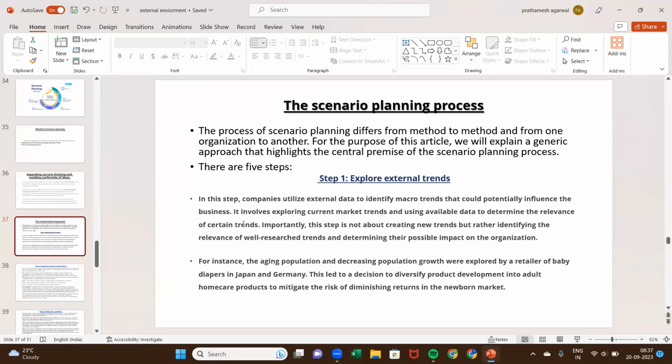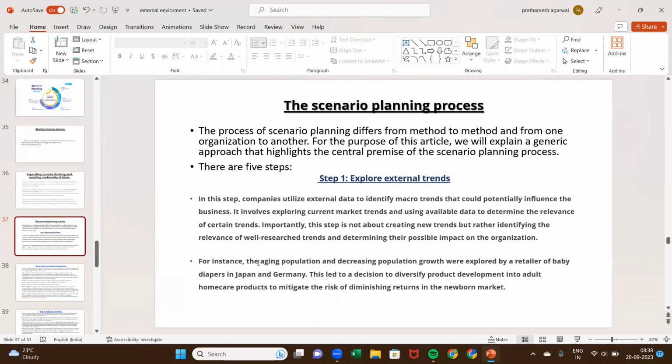Importantly, this step is not about creating new trends, but it is identifying the importance of the current trend. What is the current trend going on? We do research on whether it's good or bad, and it also determines the possible effect it can have on the organization. So we are studying the current trends, and side by side, we are trying to explore new trends also.